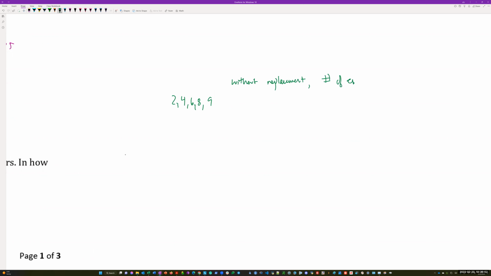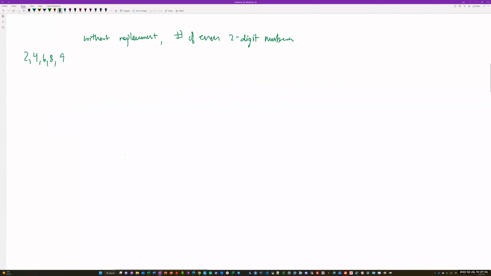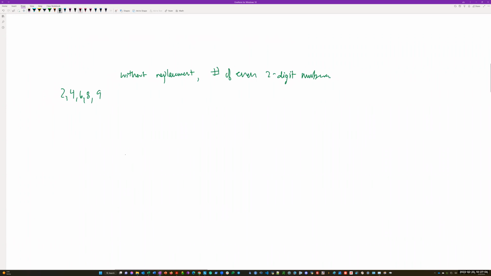Number of even 2-digit numbers. Does that make sense? All right, now a little bit more annoying, right? So where could we put the 9?